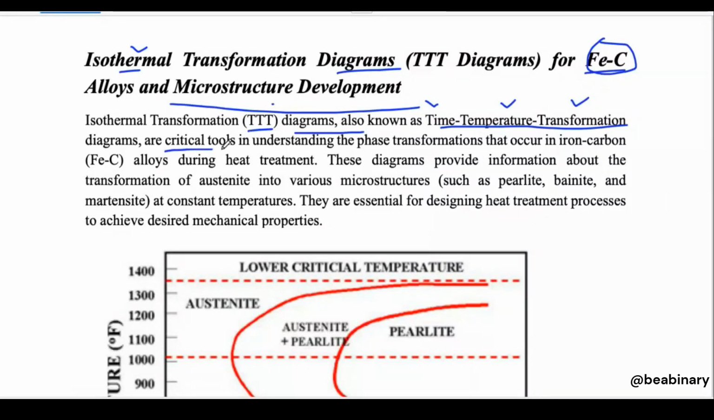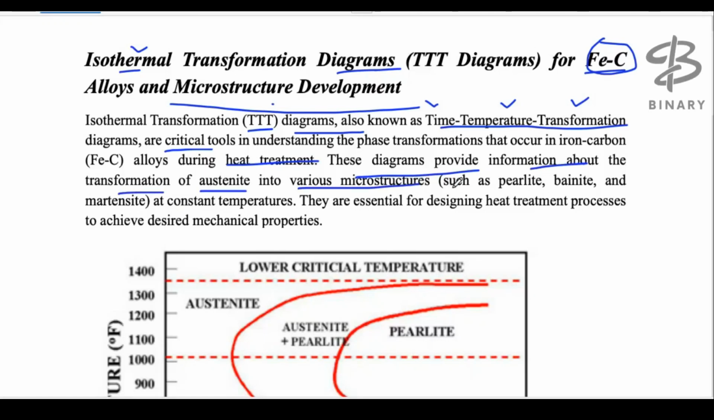These diagrams, commonly known as isothermal transformation (TTT) diagrams, are critical tools in understanding the phase transformations that occur in iron carbon alloys during heat treatment. These diagrams provide information about the transformations of austenite into various microstructures such as pearlite, bainite, and martensite at constant temperatures.